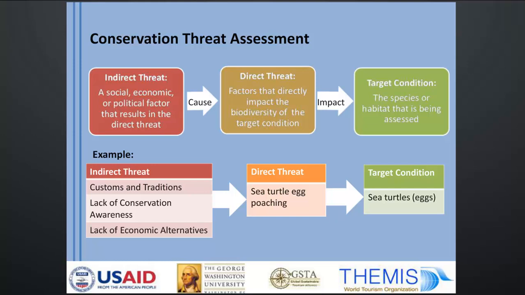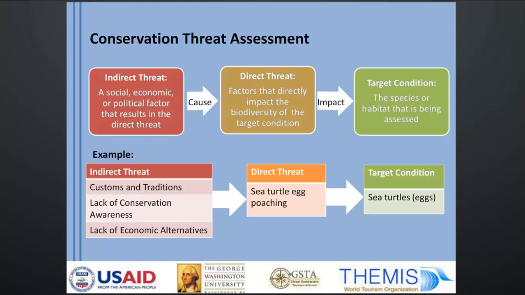And in essence, it really involves first starting with the target condition, which is the green box you see on the right, which is really, what are you trying to protect in the first place? It might be a certain park, it might be a certain species, it might be an entire ecosystem, but it involves first defining what is your conservation target.